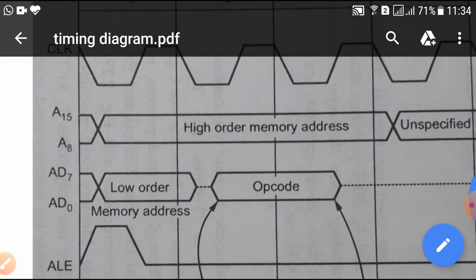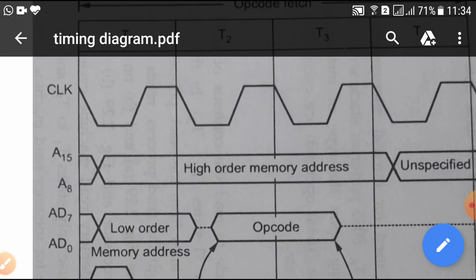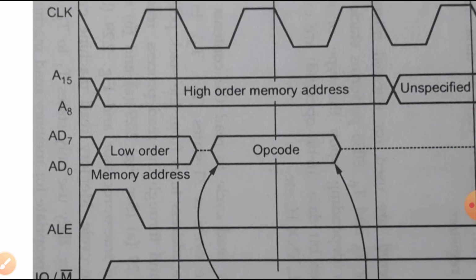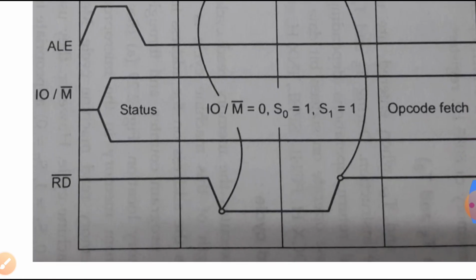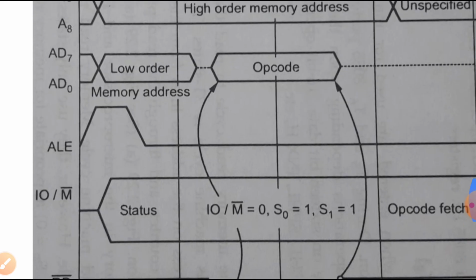Now what happens in state T2? In T2, the lower order address disappears from the AD0 to AD7 lines, and since the data will be available only between T2 and T3, we provide the read signal at the time of T2. The read signal, active low, is enabled to enable the addressed memory location. The memory device then places the content of the addressed memory location onto the data bus in this T2.